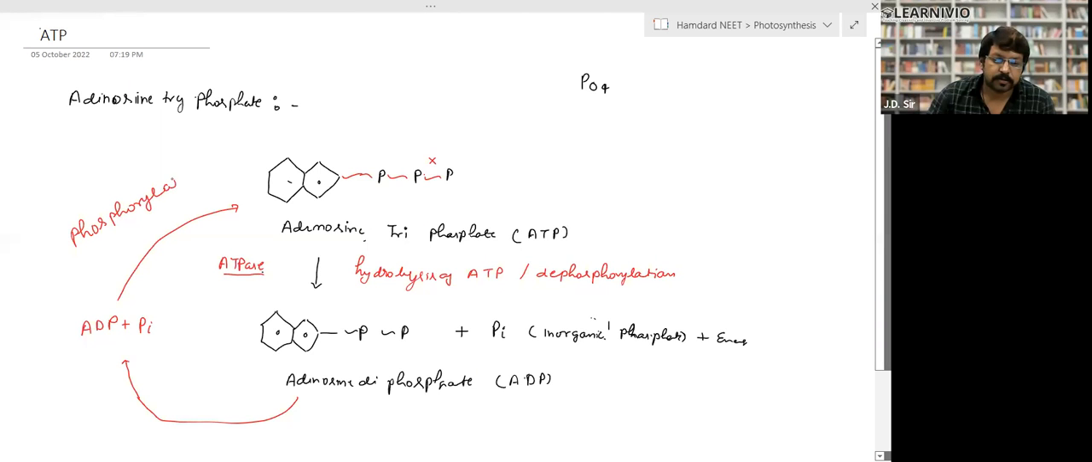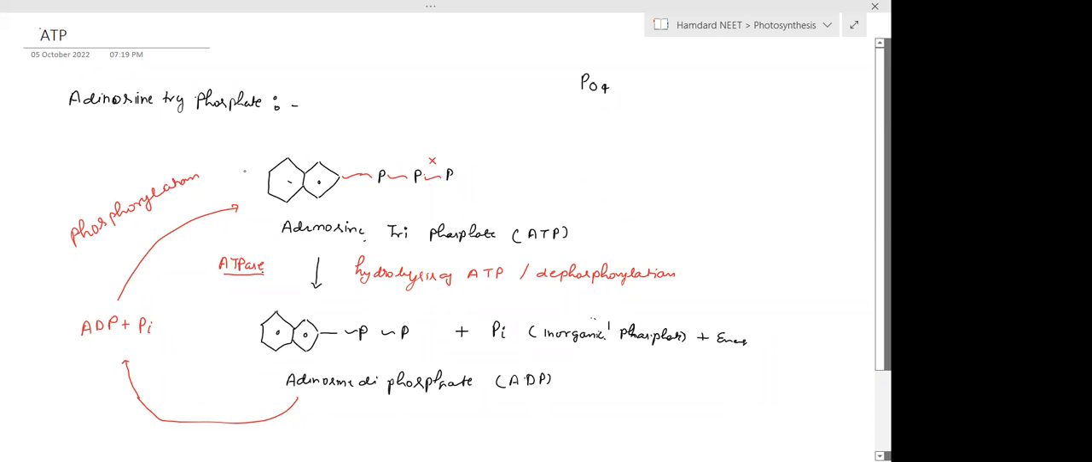Phosphorylation, right? When formation of ATP takes place, we call it phosphorylation. When breakdown of ATP takes place, we call it dephosphorylation. Is that clear? Crystal clear? Yes.